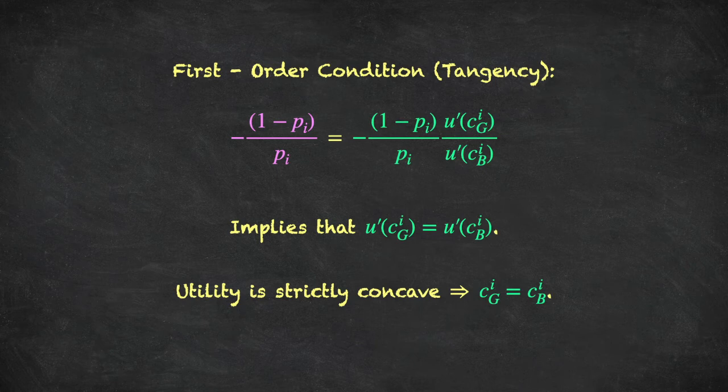CIG, consumption in the good state in the equilibrium contract for type I, is equal to CIB, consumption in the bad state for the equilibrium contract for type I, where I is H or L or X: high risk, low risk, or the unknown type. Going back to our diagram, what we've seen here is that this tangency occurs on the 45-degree line.